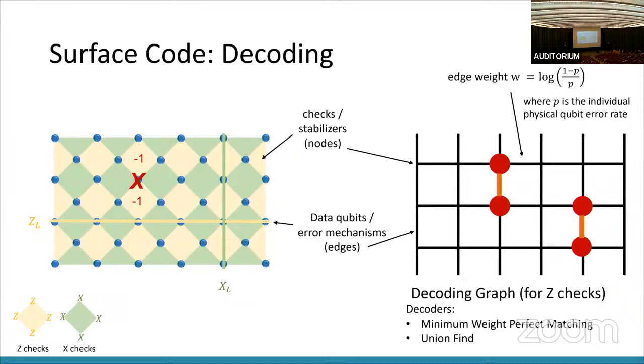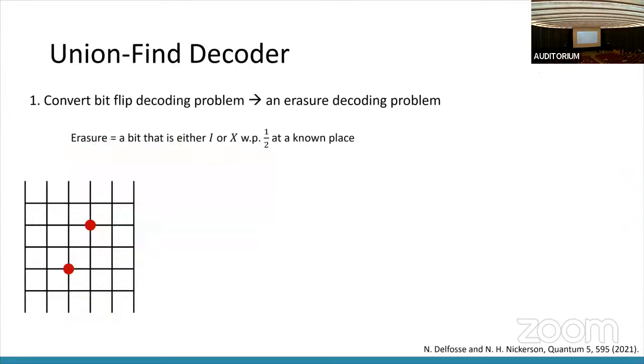Okay, and so the union find decoder works differently. It's an almost linear time decoder, and it has two steps. The first is converting this bit flip decoding problem into an erasure decoding problem. And so an erasure is this third kind of error, an erased bit that we can represent as either identity or X error with equal probability at a specific known place. And that's kind of the key part.